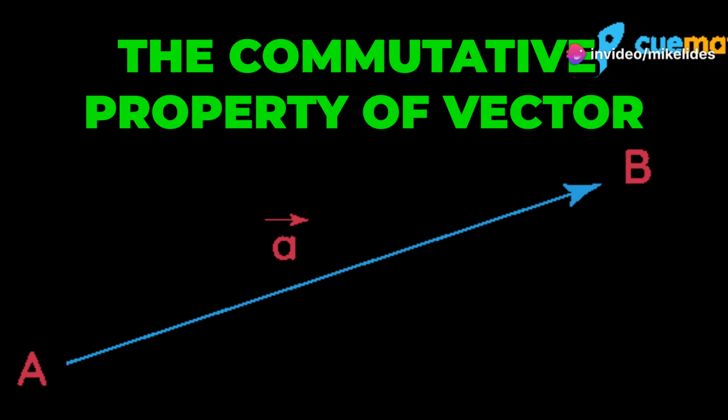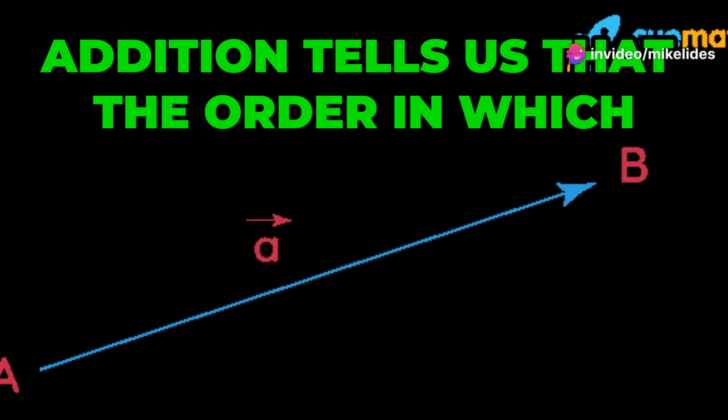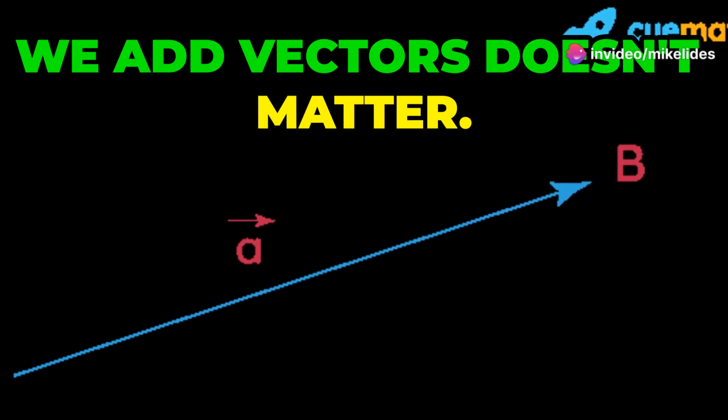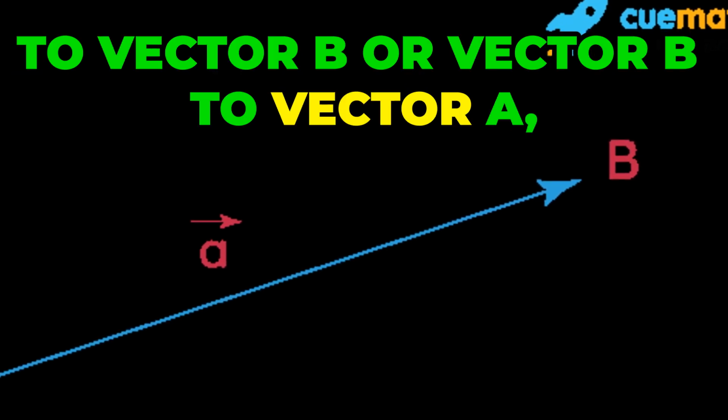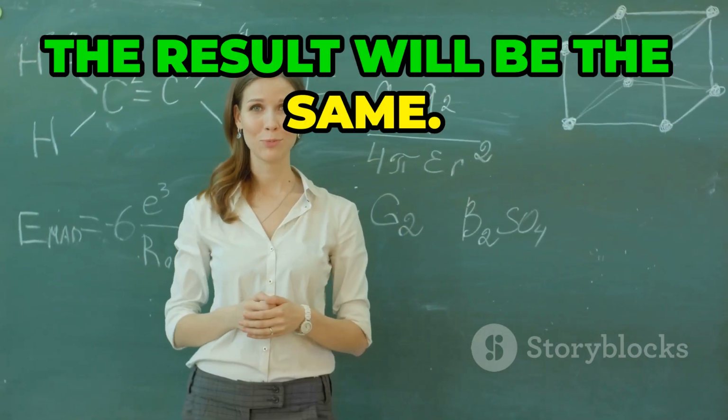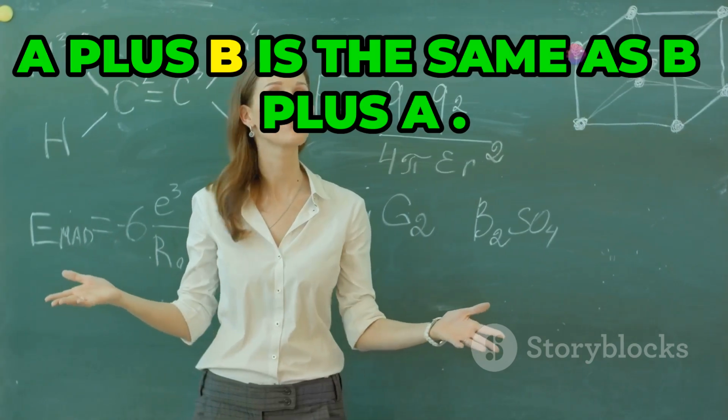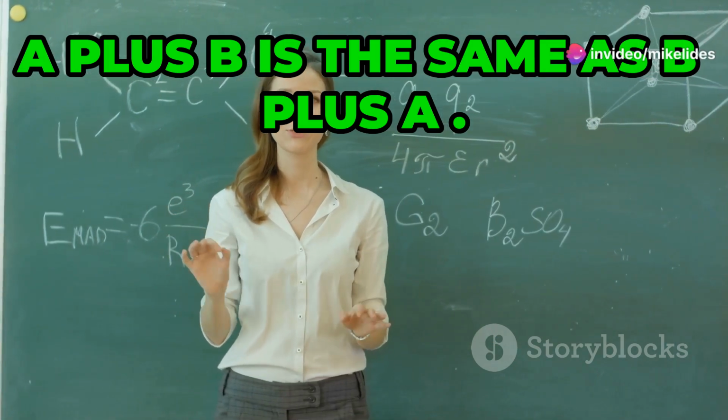The commutative property of vector addition tells us that the order in which we add vectors doesn't matter. This means that whether we add vector A to vector B or vector B to vector A, the result will be the same. So, A plus B is the same as B plus A.